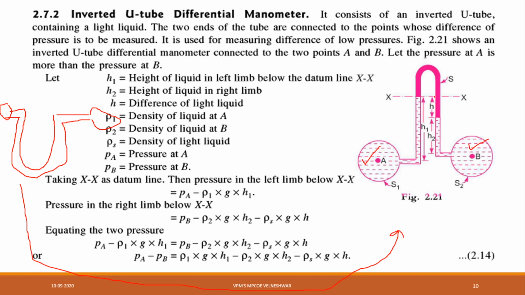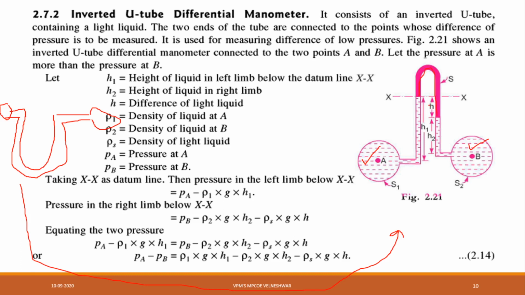Let the pressure at A be more than the pressure at B. If you compare pressure A with B, the height is different. At A we are taking H1 and at B we are taking H2. Due to this difference, there will be a change in the light liquid. Here the change I am taking as h.